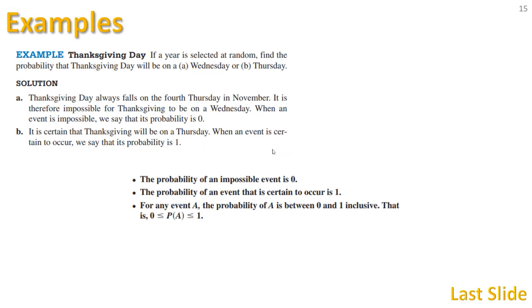So this is just to recap something we've said before. The probability of an impossible event is 0. The probability of an event that is certain to occur is 1. All probabilities exist on a continuum between 0 and 1 inclusive. Notice less than or equal, less than or equal. And so the probability can go from 0 to 1, including 0 and 1.